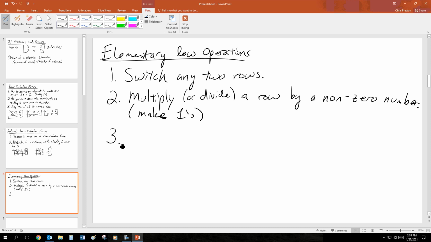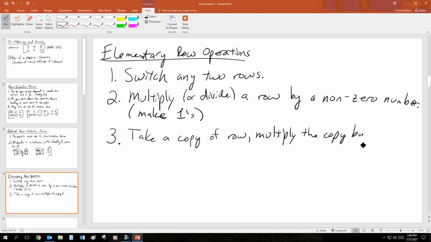And then the third one, and it's going to be a little tricky at first, and I'm going to kind of break it down here. What we're going to do is we're going to take a copy of a row. So we're not actually going to change the row we're working with. We're going to multiply the copy by a number. And then add this to another row and replace that other row.